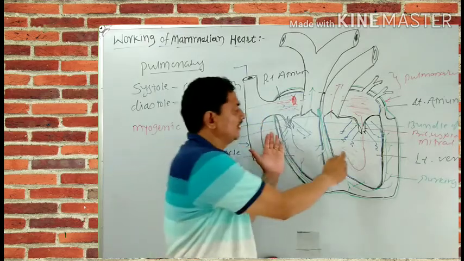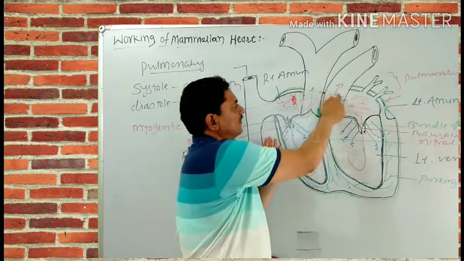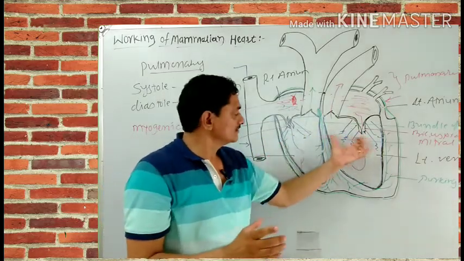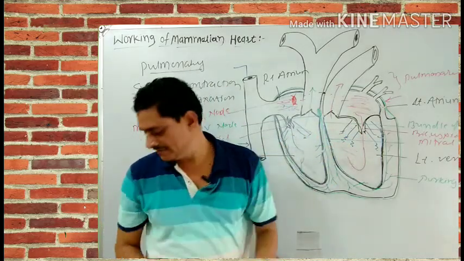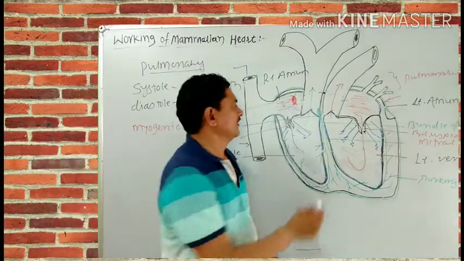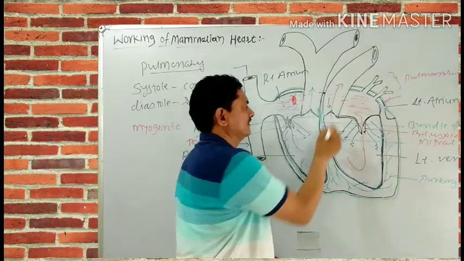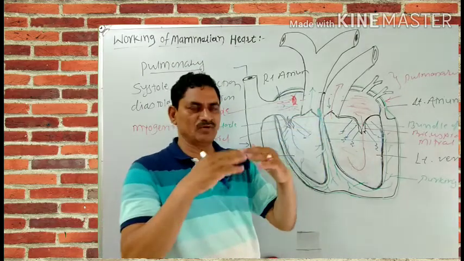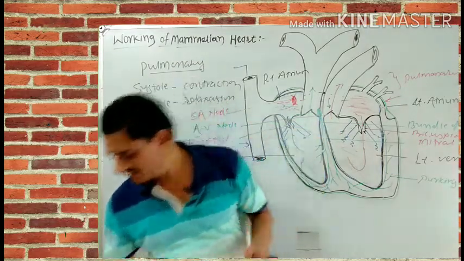But when the blood passes into the pulmonary artery and the aorta, and these ventricles relax, some of the blood flows backwards. Therefore, these semilunar valves close, like this.